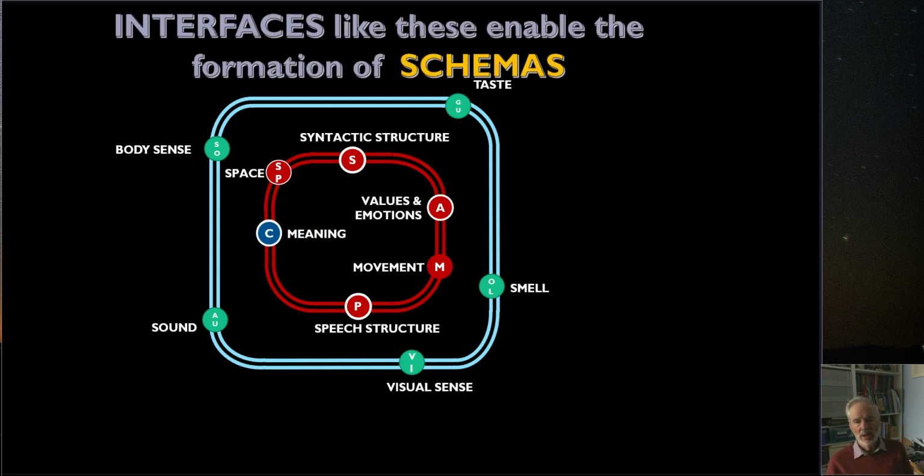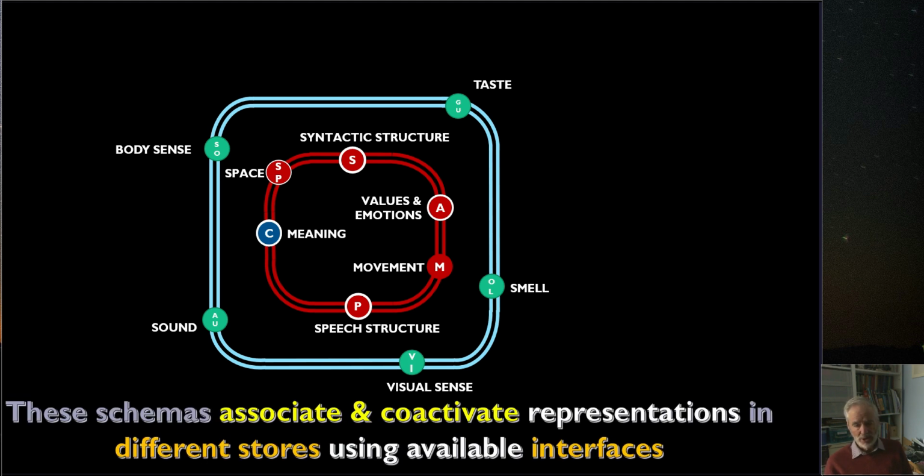Right, so interfaces like these enable the formation of schemas. So what is a schema? A schema is simply a set of connections, a set of associations that we make during our lifetime, and we're going on doing this all the time, either making a new one or modifying one that we've already made. So you can say that these schemas associate and then co-activate representations in different stores using available interfaces.